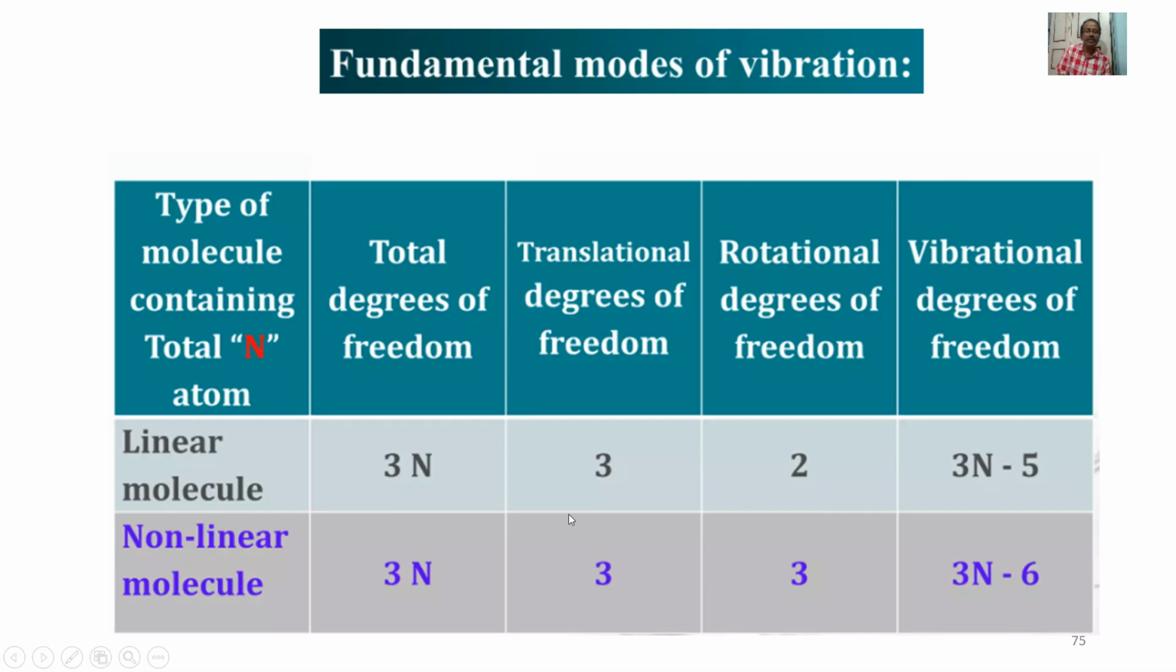Similarly, translational degrees of freedom for a non-linear molecule is 3. Rotational degrees of freedom is 3. So we have 3n minus 6.